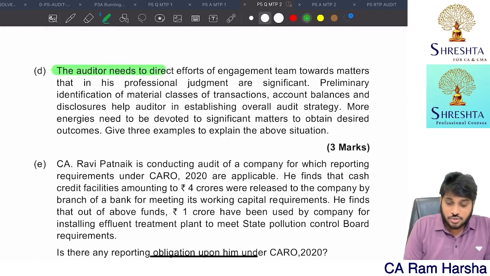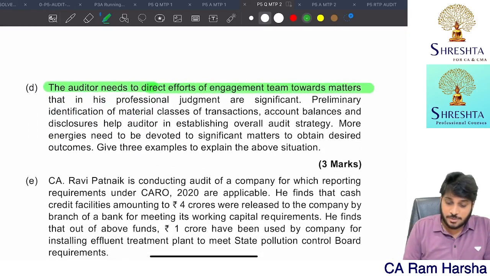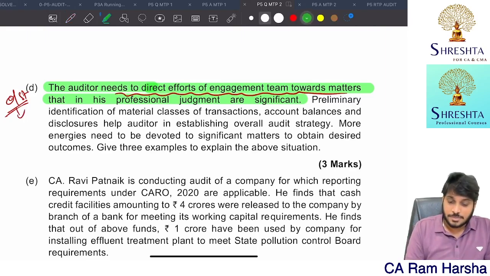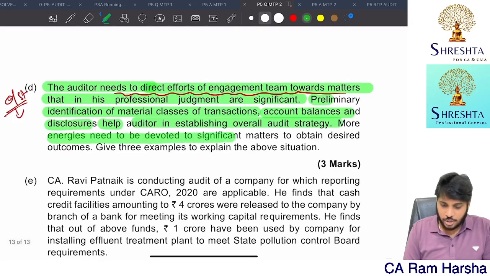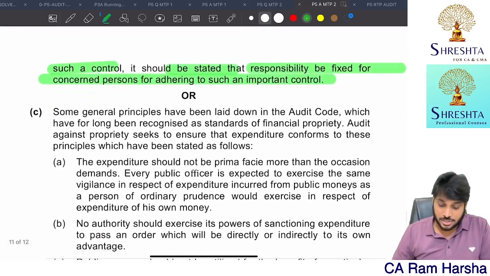The auditor needs to direct efforts of the engagement towards matters that in professional judgment are relevant. This is an overall audit strategy question. One of the important factors in overall audit strategy is directing efforts of the engagement team. Preliminary identification of material classes of transactions, account balances and disclosures helps the auditor in establishing overall strategy. More energies need to be devoted to significant matters to obtain desired outcomes. Give 3 examples. Volume of transactions, like that there is a discussion.